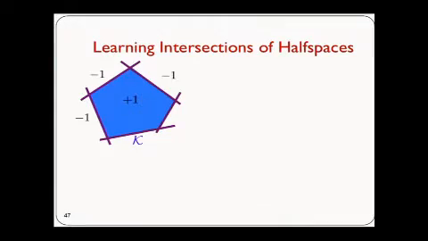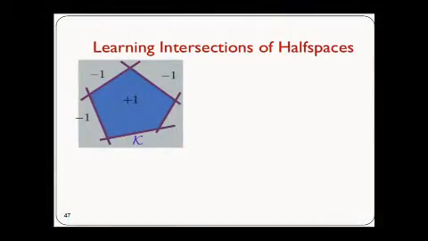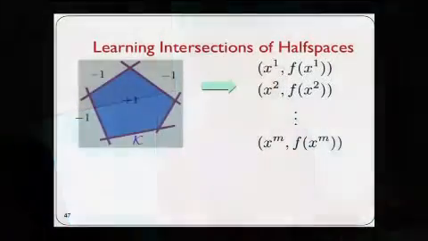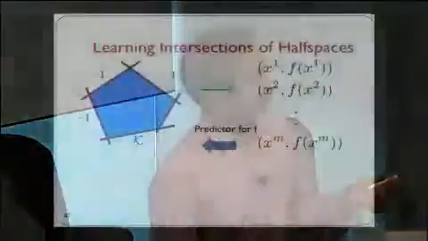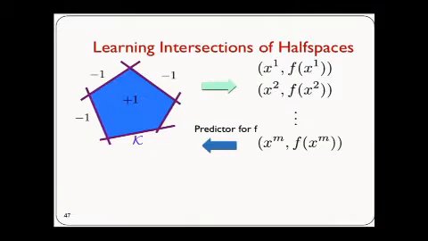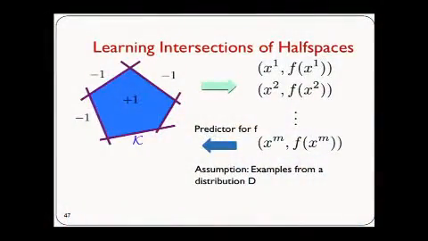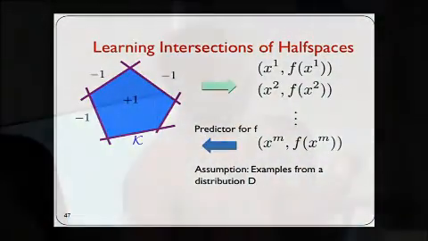An immediate application of the bound on noise sensitivity is to learning intersections of halfspaces. Let's say you have a polytope. The characteristic function of the polytope defines a Boolean function. But the polytope is hidden from us, and the only access we have is to a sequence of examples x1 through xm and their corresponding labels f of x1 through f of xm. Our goal is to compute a predictor for the Boolean function f, which is the characteristic function of the polytope. Our assumption is that the examples are drawn from some underlying distribution D, and the error of the predictor will be measured against the same distribution D.